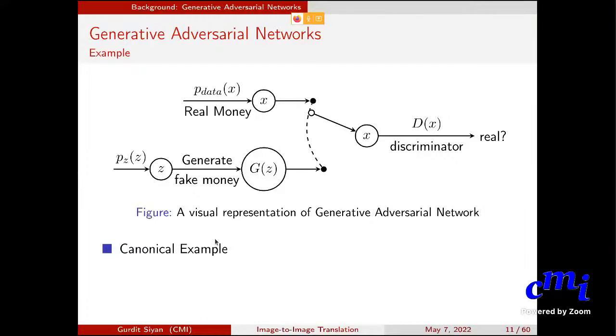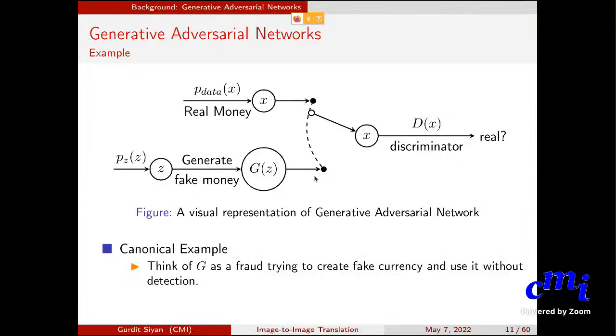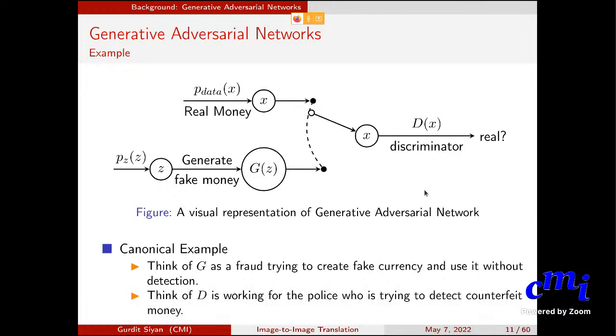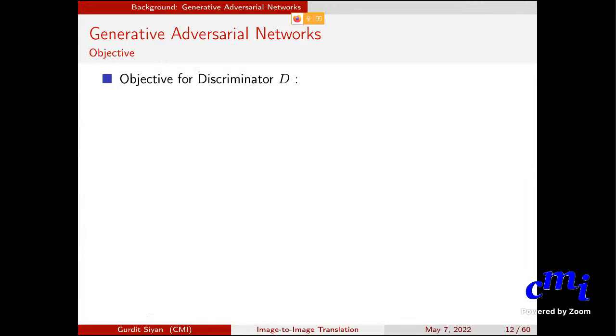The canonical example used to describe this: think of G as a fraud trying to create fake currency and use it without detection, and think of D as working for the police, trying to detect counterfeit money. So G tries to generate fake money, and D gets both real money and fake money as input and tries to determine the probability that it's real.